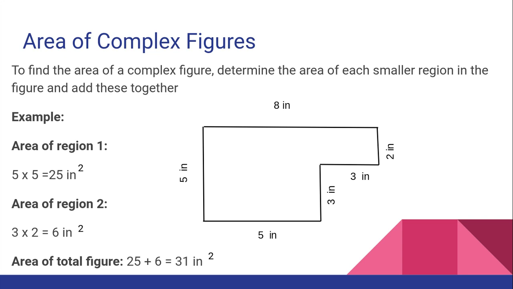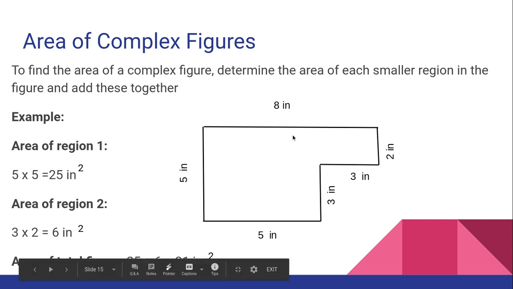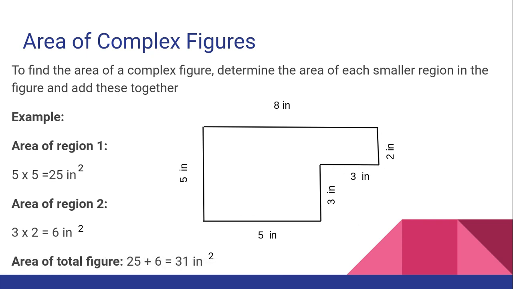So the really important thing to remember here is you have to break this into 2 or maybe 3 shapes where you can find the area and add it together. Just make sure you're using the correct measurement. So again, this 8 just isn't very important because our square is 5 by 5, and then our rectangle is 3 by 2. Okay?